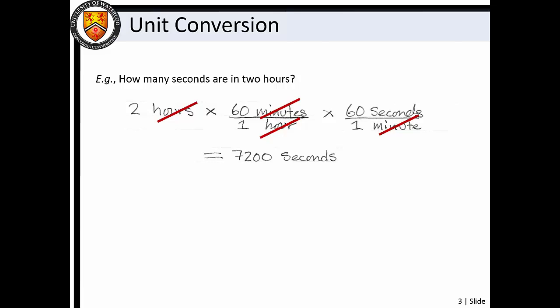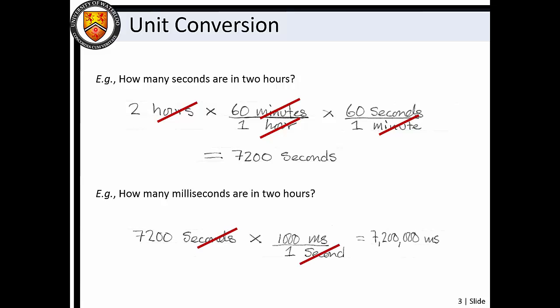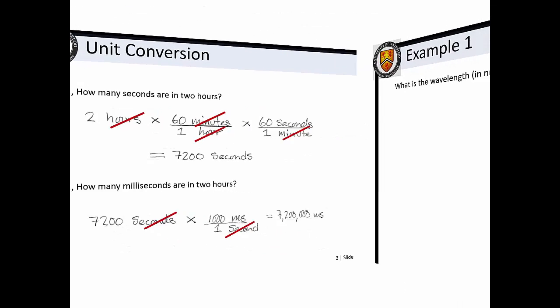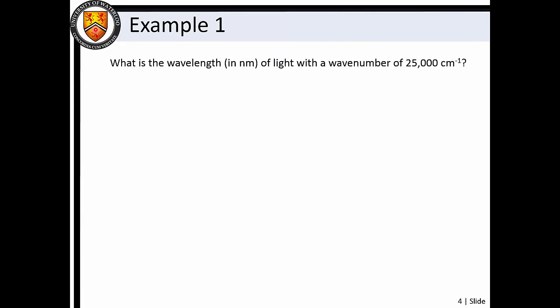What about milliseconds? Here we can use the conversion factor of 1,000 milliseconds in 1 second. And now we see that there are 7.2 million milliseconds in 2 hours. Let's take the example of light with a wave number of 25,000 reciprocal centimeters and calculate its wavelength in nanometers.